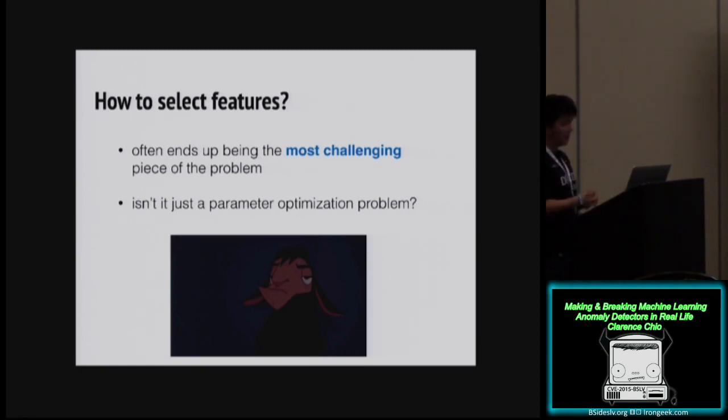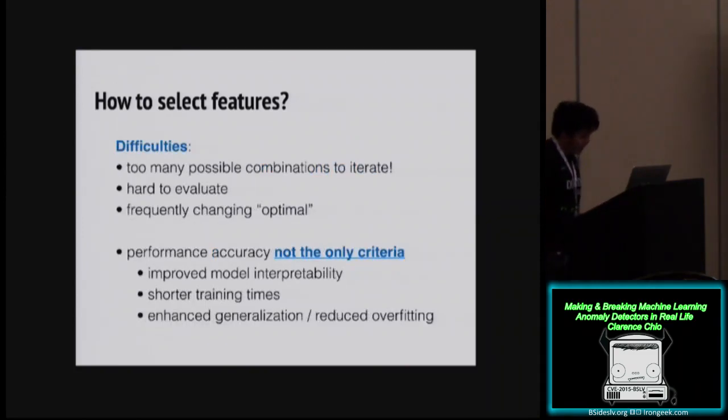But isn't this just a parameter optimization? If you can iterate through all possible combinations of this, can't you just evaluate which produces the best result and just select that subset of features? So, difficulties. It's impossible to combinatorially iterate through the subsets of features. It's hard to evaluate for the reasons mentioned earlier. And the notion of optimal is not clear. What's optimal? Performance accuracy is not the only criterion. You're not only optimizing for precision, you have to optimize for both precision and recall, and also interpretability, which is harder to quantify and harder to compare.